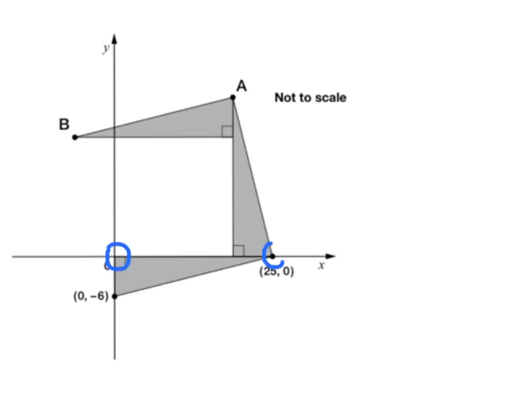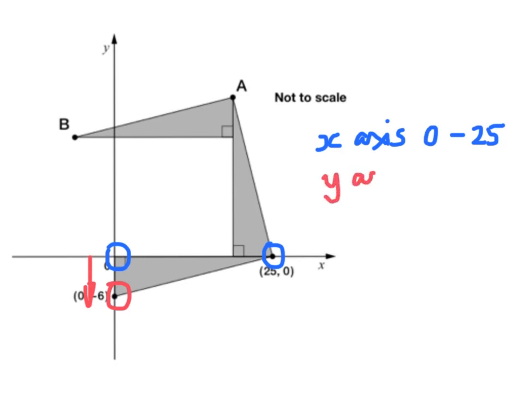We can work out that the height goes from x equals 0 to x equals 25. So the height of each of the triangles is 25 points or centimeters or whatever. The base of the triangle, in this case on the y-axis, goes from 0 to -6. So the base is 6 units long. Once we've got that information, it makes this whole process a lot easier.